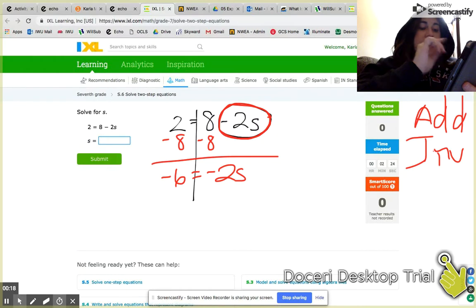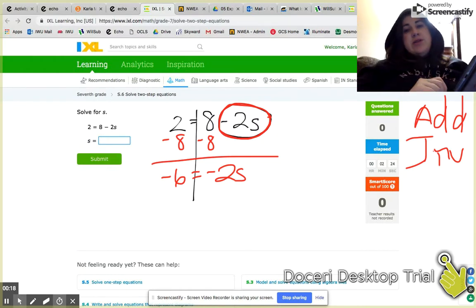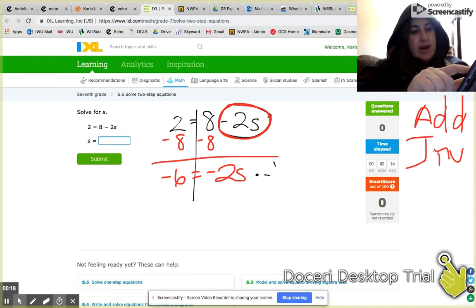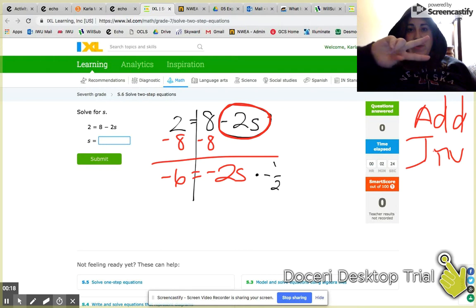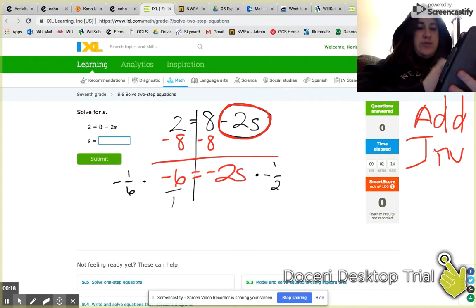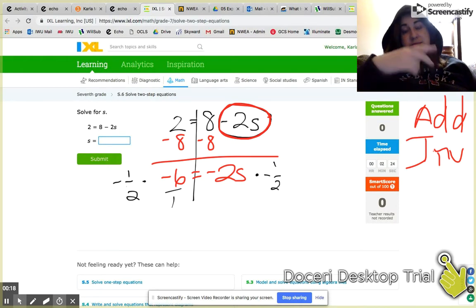All right, now that I have that, I need to use the multiplicative inverse. To do that, I'm going to multiply each side by negative 1/2, which is the reciprocal, so flipping the numerator and the denominator, on each side. And since I have fractions, I'm going to multiply straight across. Oops, not 1/6. 1/2. Right? 1 times, I have a negative times negative, so that gives me a positive.